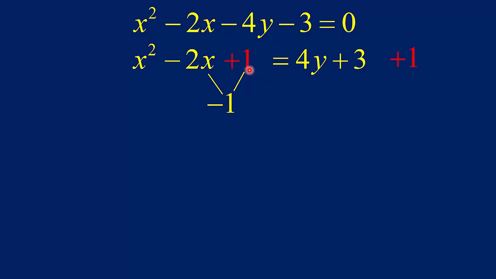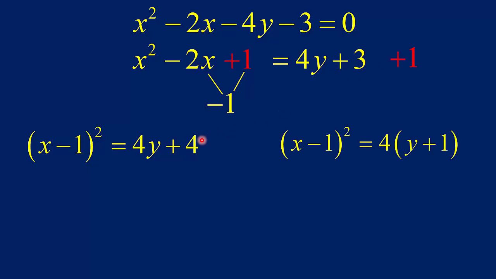Now, when I do that, this little process of completing the square makes it so that I can rewrite this side as a perfect square. In other words, x squared minus 2x plus 1 factors into x minus 1 times x minus 1, or x minus 1 squared. So here's what we got. Over here, I've got x minus 1 squared, and over here, I've got 4x plus 4. Well, I can factor out that 4.